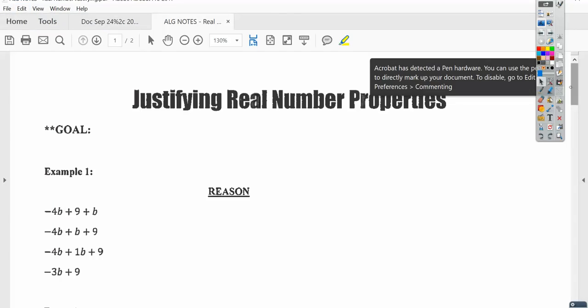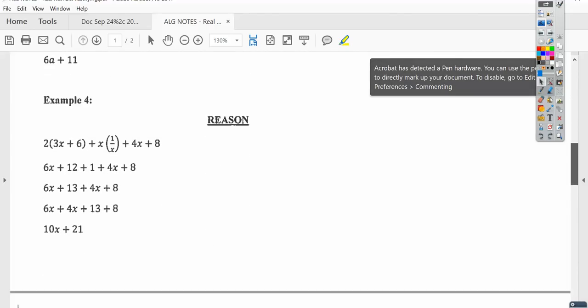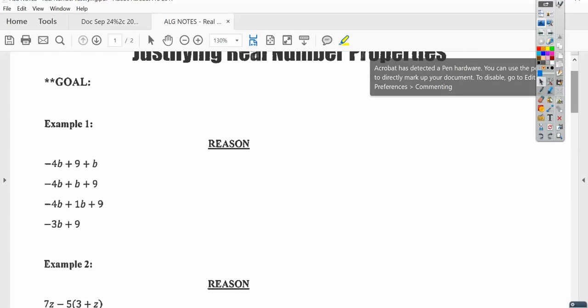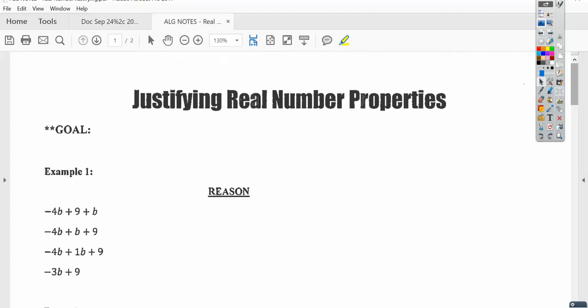So all of these problems have been solved out for you, but you have to be able to give me the reason on why I'm allowed to do what I did. Okay? So I'm going to highlight my title just like I do all the time, and then I'm also going to highlight my goal, because everything we do in this class, we have to have some goal.